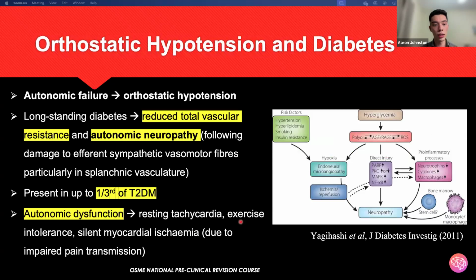So this is on the right-hand side of the syllabus, but it talks about a link between orthostatic hypertension and diabetes, particularly type 2 diabetes.